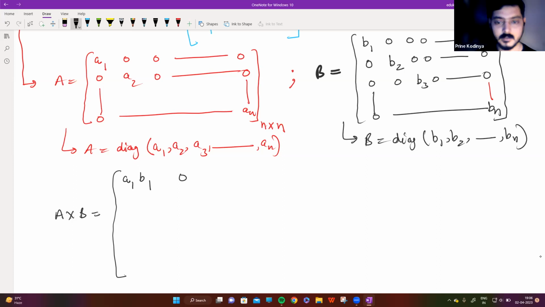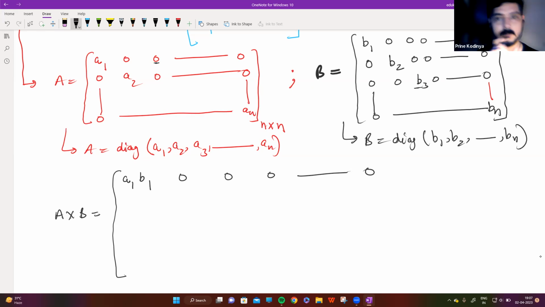First row with third column, again, all 0. Because it has A1, the corresponding element is 0 here, and if it has B3 here, the corresponding element is 0 here. So the whole multiplication plus sum is 0 for all the parts, in fact. So first row gets multiplied with each column and only yields an answer for the first column. First row with first column only. Otherwise, all the other entries are 0.